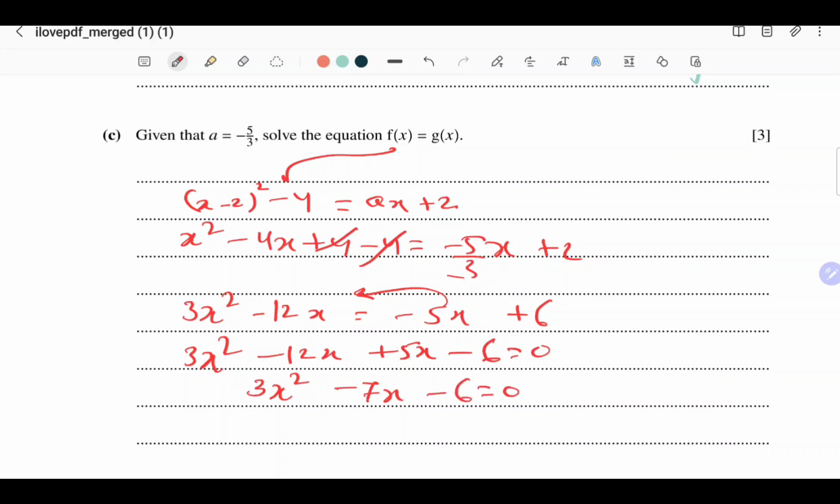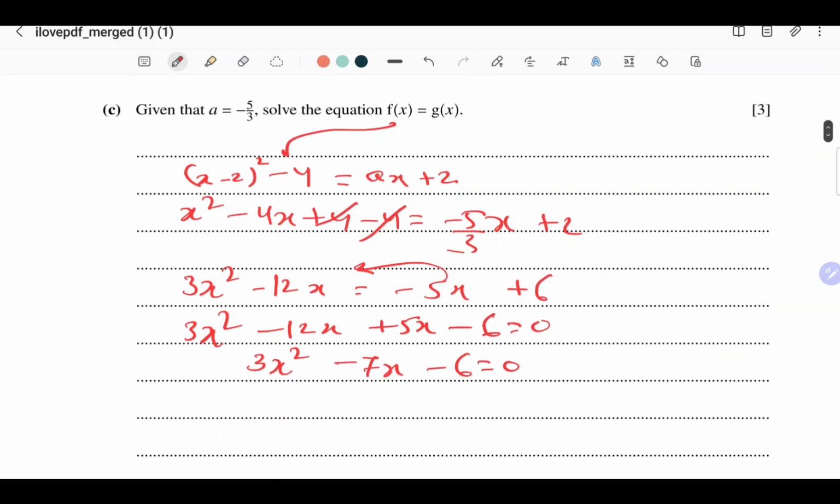Now guys, we need to solve this. What can we use here? Can we use a calculator for that? Yes. The x squared coefficient is 3, then minus 7, then minus 6. I got x equals 3 and x equals minus 2 over 3. Okay, so we got two possible values of x, right?